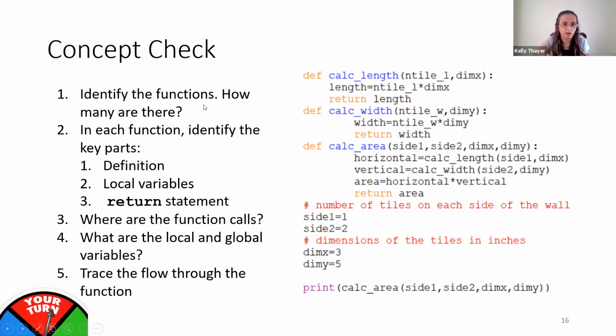I want you to identify the functions. How many are there in each function? Identify key parts: definition, local variables, return statements. Where are the function calls? Where are the local and global variables? And then trace through the flow in the functions. This is a little bit interesting. There's a slight little twist in here that we haven't exactly seen, but I've given you all the pieces to figure it out. So go ahead and try that and see if you can answer these questions, and we'll be back here in a moment.